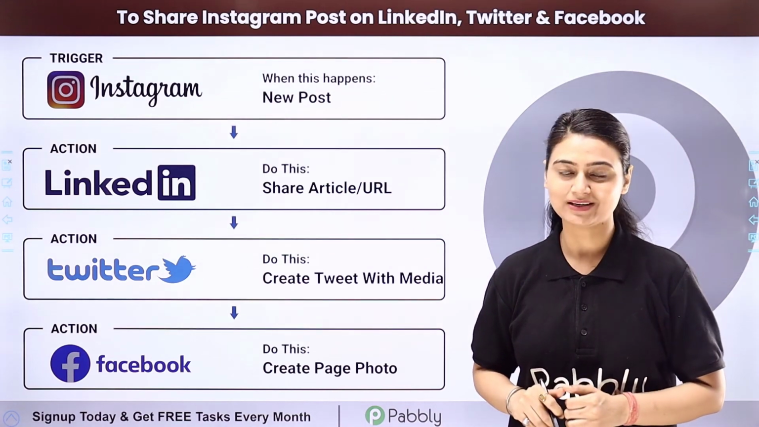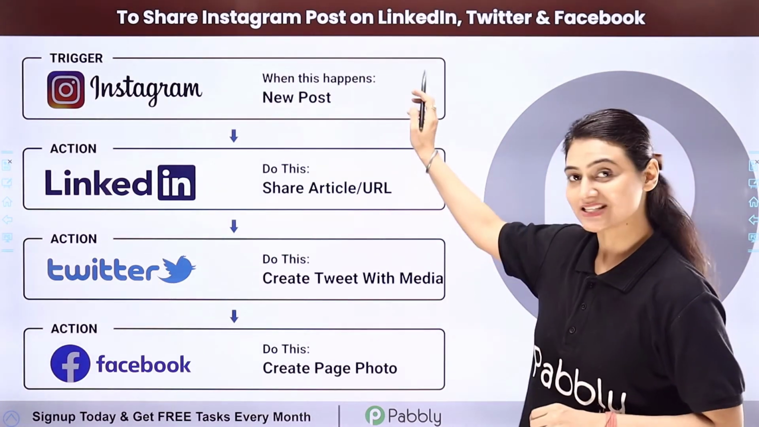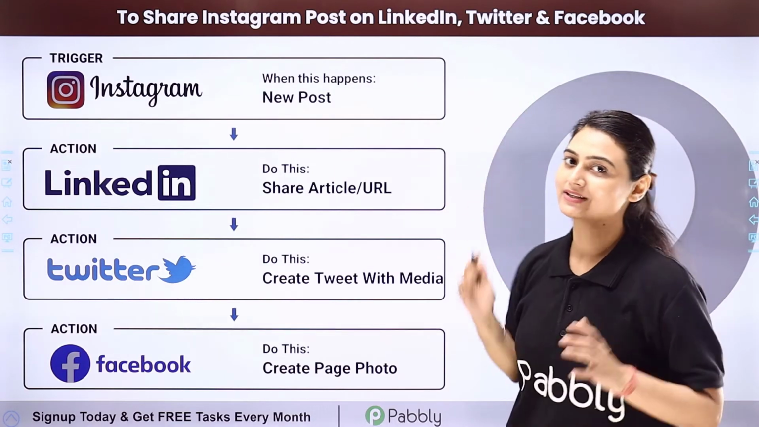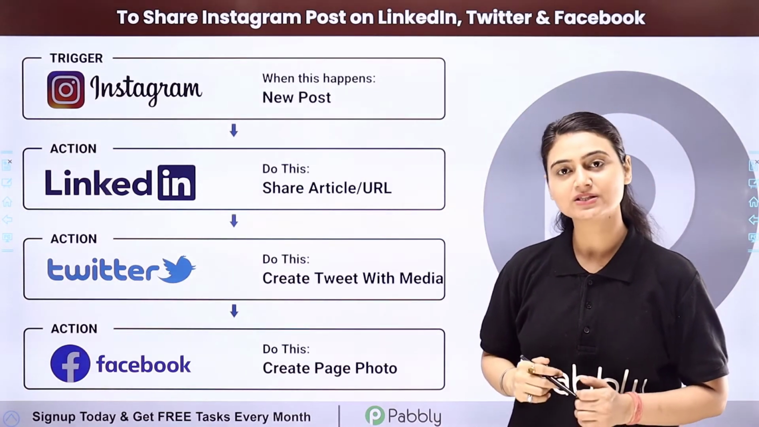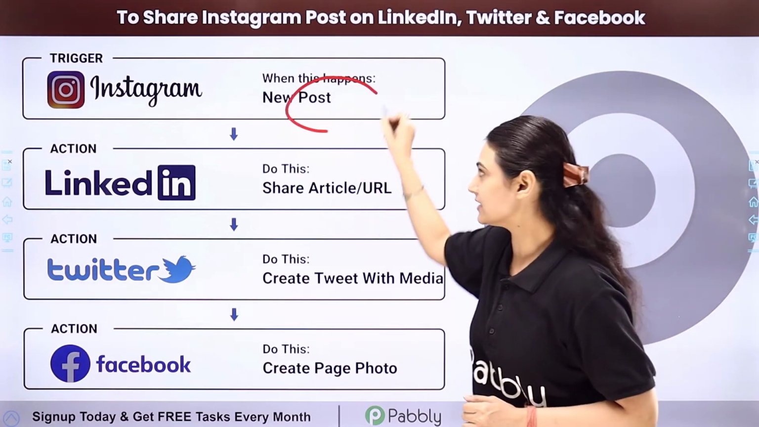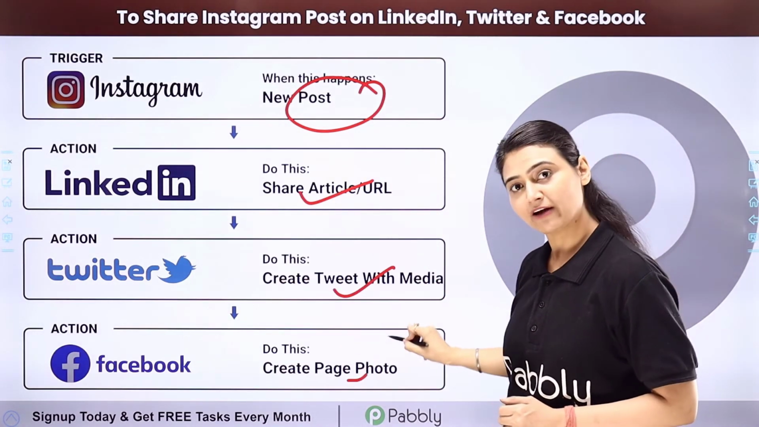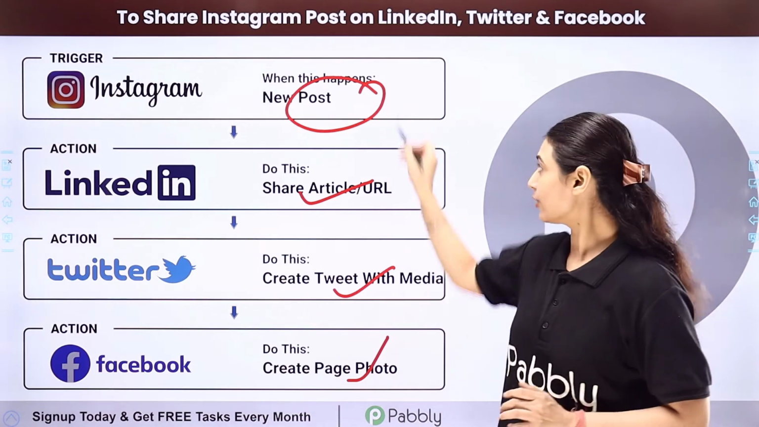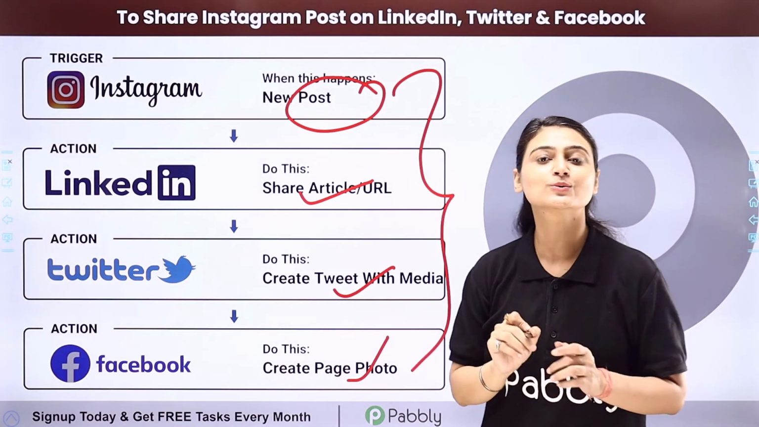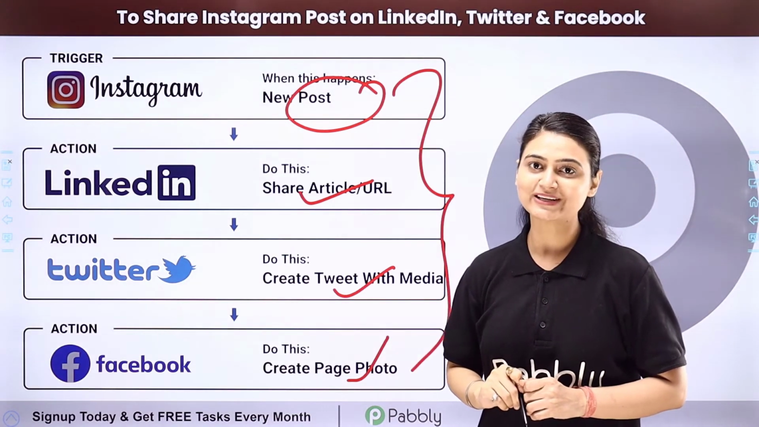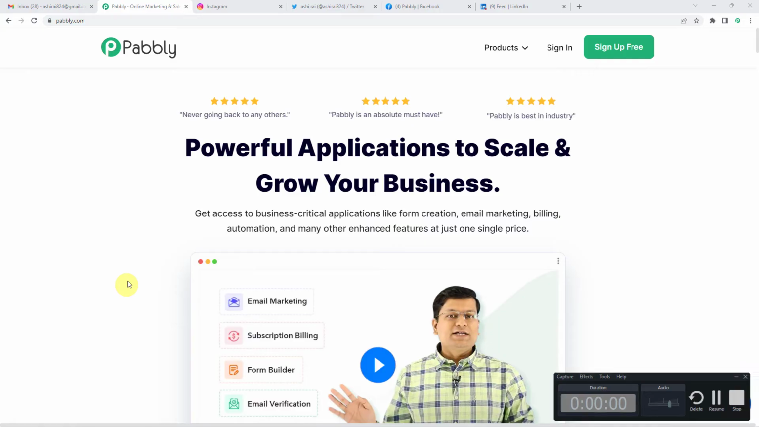In this video, we will learn how you can automatically share Instagram posts on LinkedIn, Twitter and Facebook. Now let's say you want every time you share a new post on Instagram, it should be shared on LinkedIn, Twitter and Facebook all at once. So we are going to automate this entire process using Pabbly Connect. Come to my screen to see how we do this.